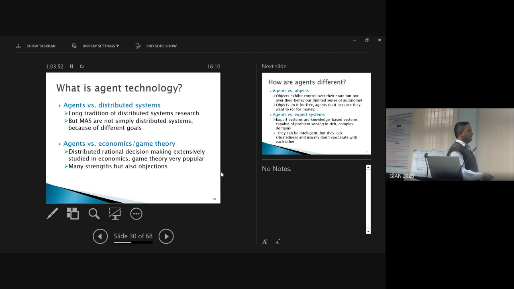Agents versus economics: distributed rational decision making is extensively studied in economics. Game theory is very popular, with many strengths, but also some limitations. In the game theoretic approach, there is a use of agents as such. You cannot distinguish game theory and multi-agent systems. An agent or multi-agent system is a tool which is used in game theoretic systems.